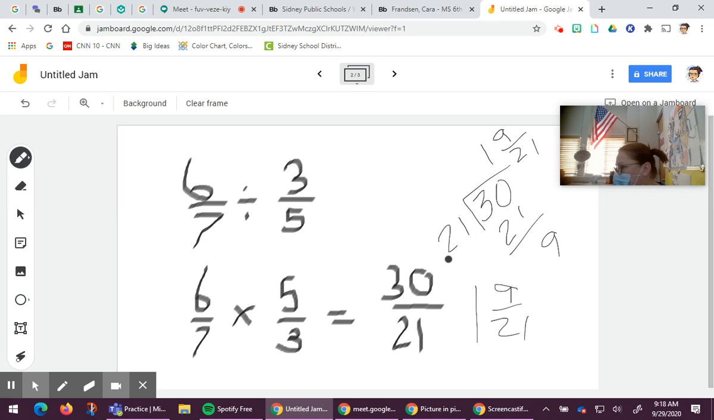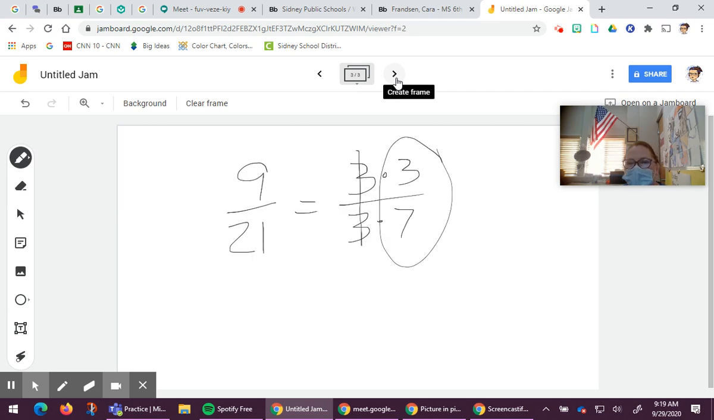Okay, what common factor do they have? 3. They have the 3. So really, 9 21ths is actually equal to 3 sevenths, isn't it? Okay, and I did that on a whole other piece of paper and you didn't even see because I didn't turn my page on the computer. All right, so the prime factors are 3 times 3 over 3 times 7. I canceled out that one set of 3's.